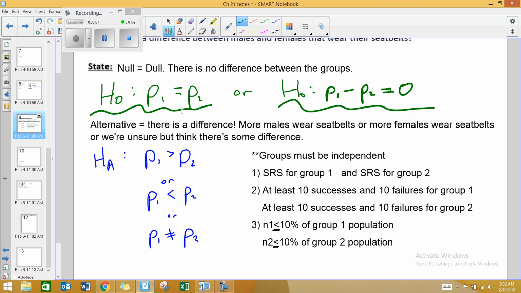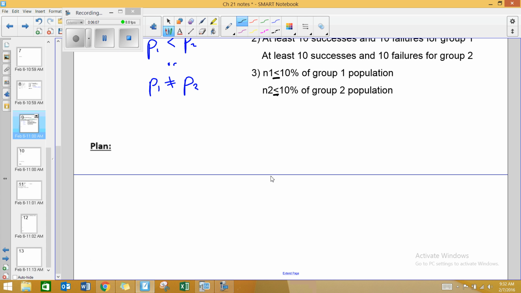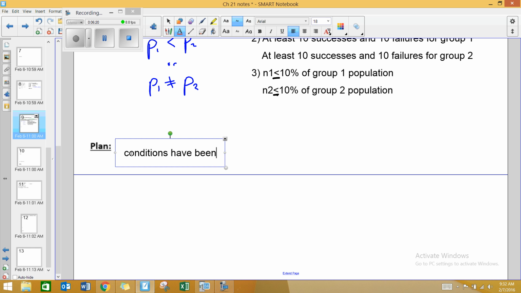Just like we've seen, we want to state a null, we want to state an alternative, and then we want to check all of our conditions. Okay, so once that's been done, we get to plan this. So all I'm going to do here is state, I guess there's more just stating for the plan step. I'm going to let the reader know the conditions have been met. Well, why did I do that? To show that it's going to follow a normal model.